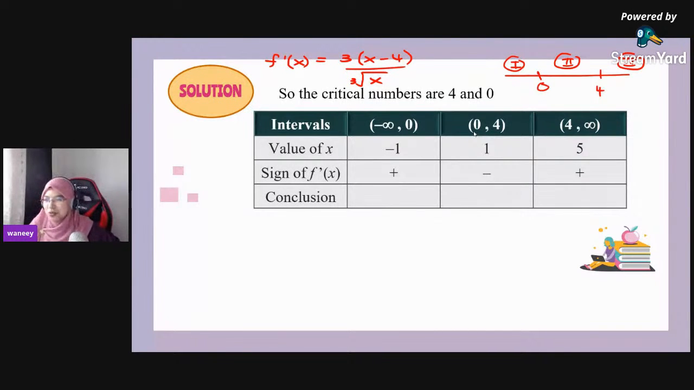Fathah, don't take the last number, Fathah. Negative 1, 1, 5. Okay, good. Okay, so now the conclusion. So we're going to draw. Is it going up or going down?